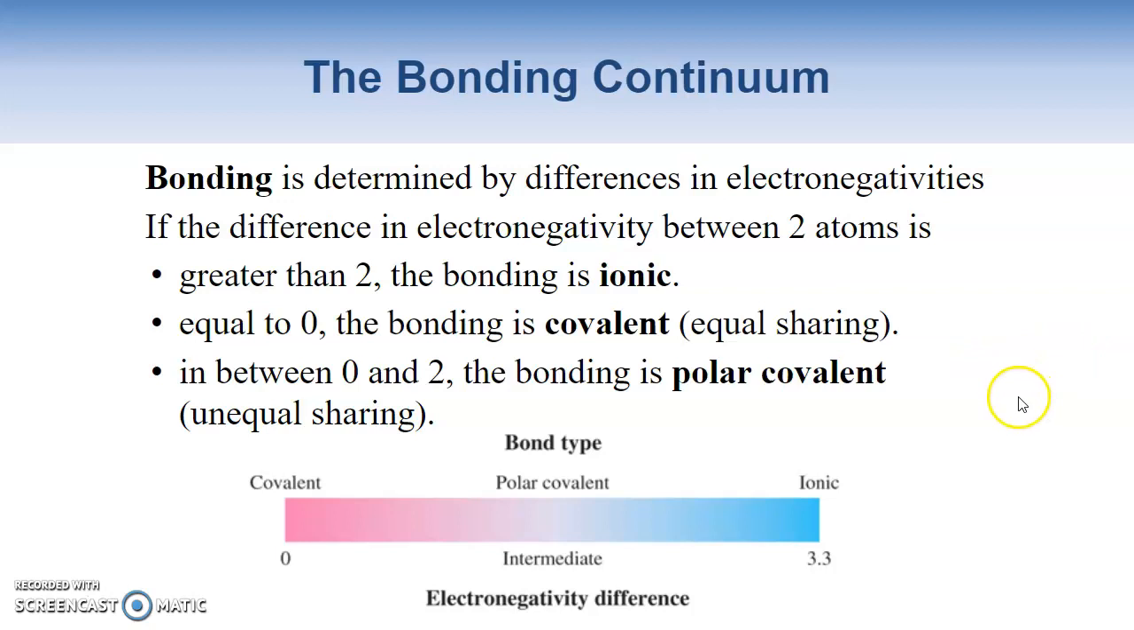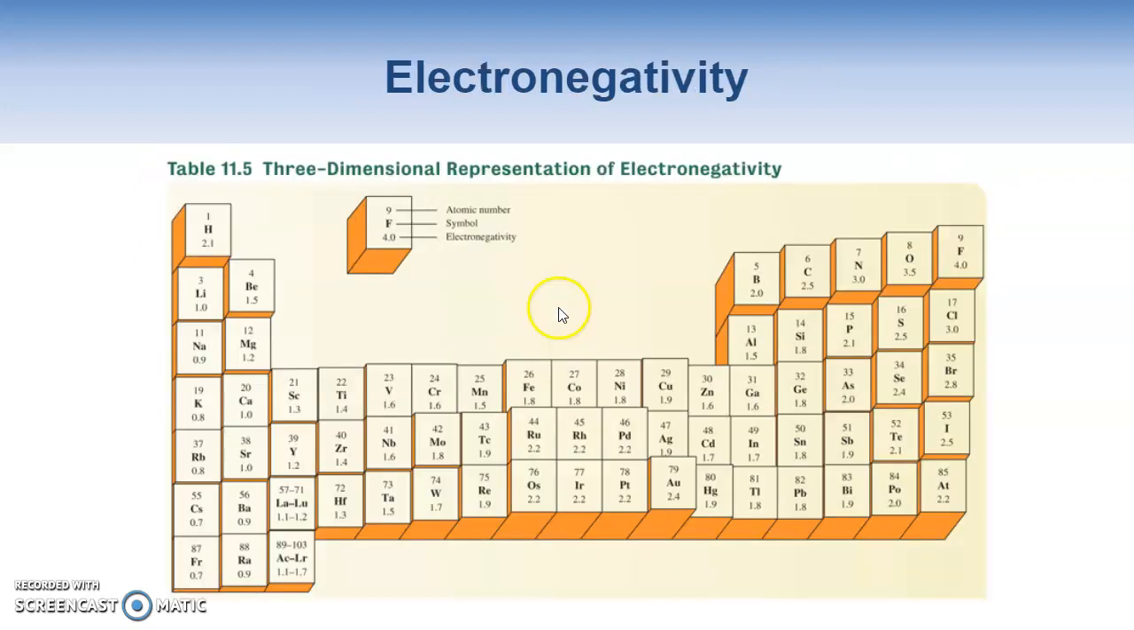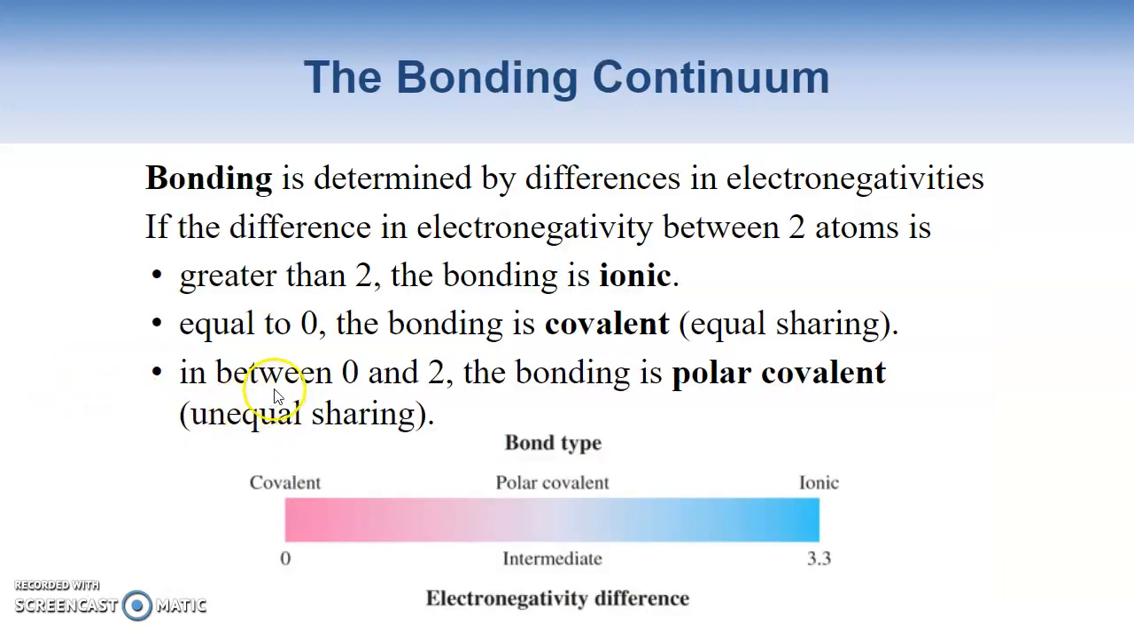When we look at bonding, the difference in electronegativity between two atoms is what determines what type of bond it is. So if we look at something that's greater than 2, the bonding is ionic. If I go back, let's say I have sodium chloride. Sodium is 0.9, chlorine is 3.0. So the difference between those is 2.1. Okay, it's an ionic bond because it's greater than 2.